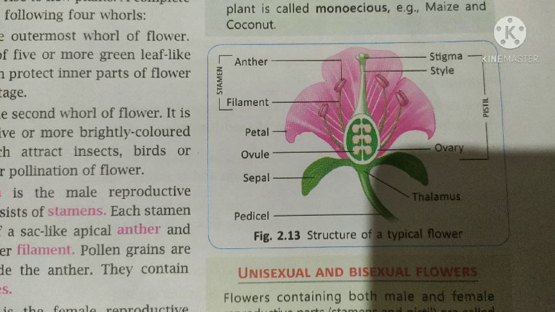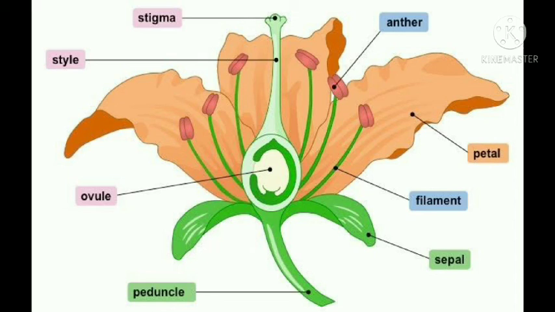Now, my dear students, we will learn about the sexual reproduction process in plants, and you know that the flower is the reproductive organ of the plant. So let us know the structure of flower.